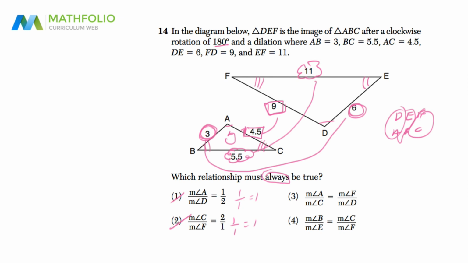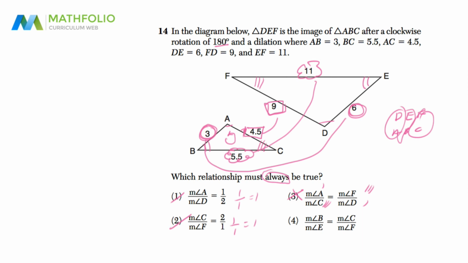Next one, measure of angle A compares with the measure of angle C. So that's your 1 stroke comparing with your 3 strokes. Does that equal measure of angle F, which is 3 strokes, all over the measure of angle D, which is 1? Well, that's also not true. Because they're turned upside down, it doesn't have to be true unless all these angles are the same. So our answer must be the last one.